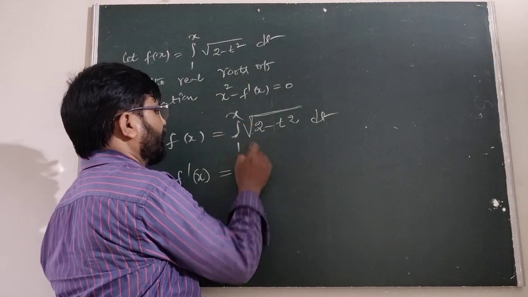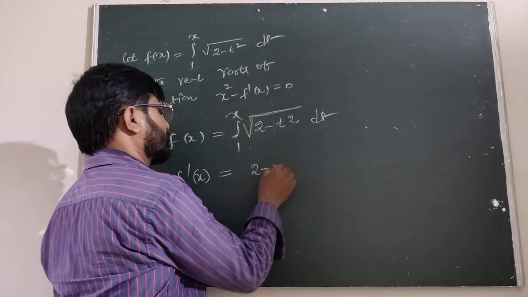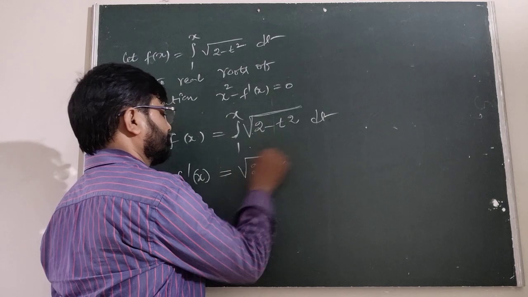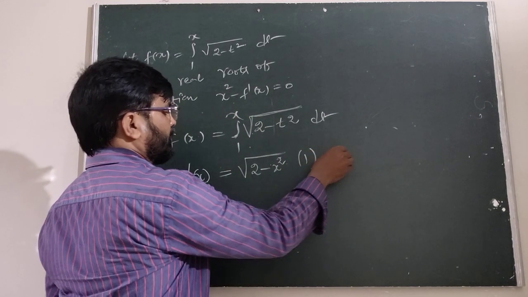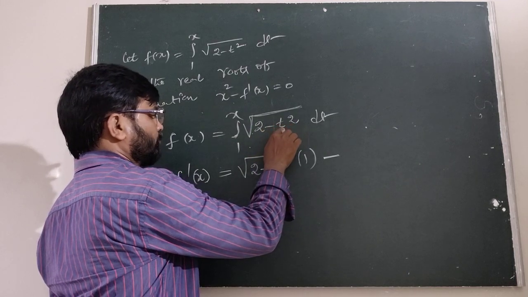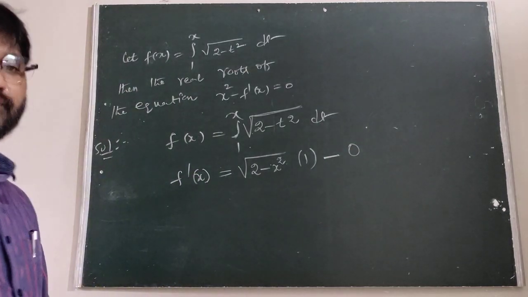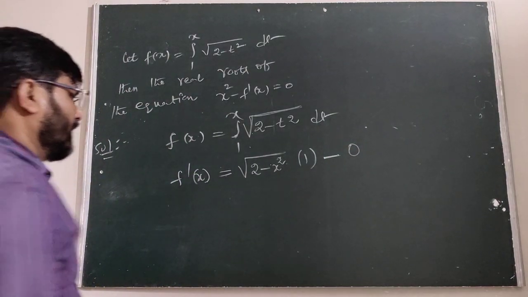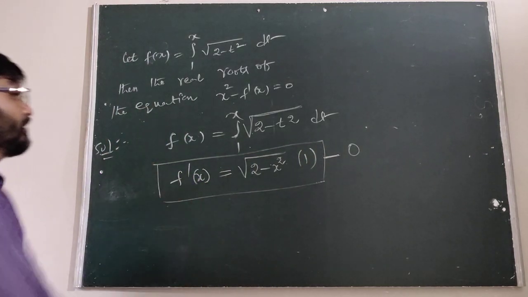Now we can substitute the upper limit 2 minus x square and the derivative of x, 1 minus. We can substitute the lower limit 1, 2 minus 1, 1. The derivative of 1 is 0. This is the Leibniz rule. Now we got f dash of x. Yes, this is the f dash of x.